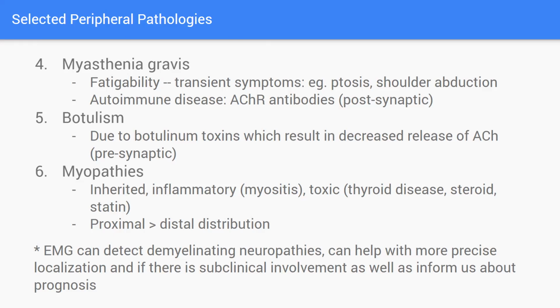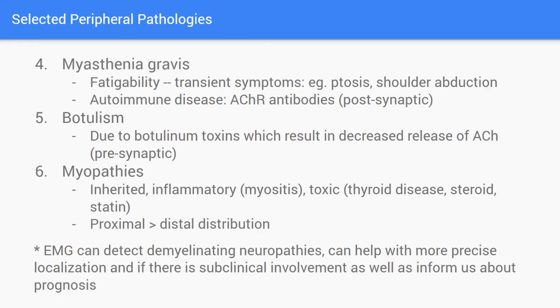Botulism is another neuromuscular junction affecting pathology, but here the botulinum toxins actually result in disruption of presynaptic neurotransmitter release. So you would have a decreased release of acetylcholine in these cases. I won't get into it further than that, but that's another thing to look out for: neuromuscular junction issues.